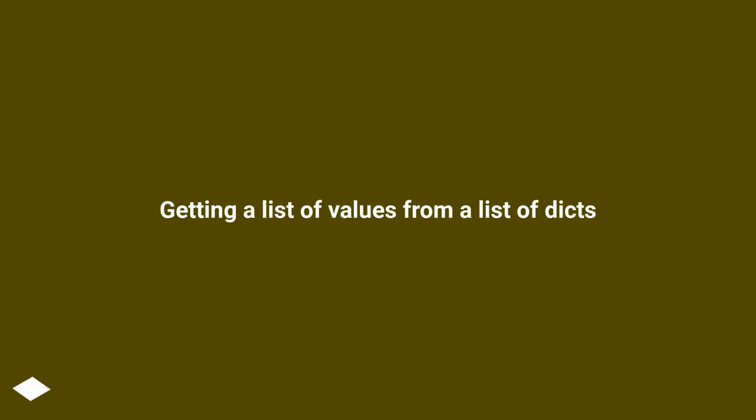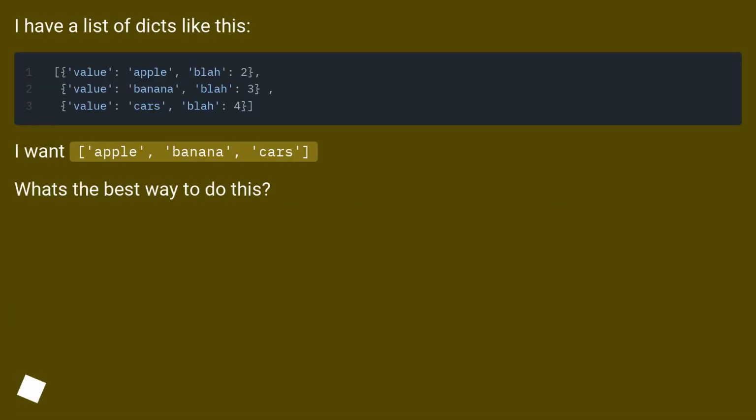Getting a list of values from a list of dicts. I have a list of dicts like this. I want apple, banana, cars. What's the best way to do this?